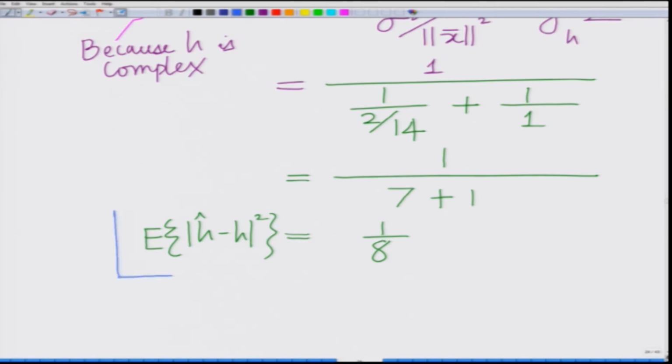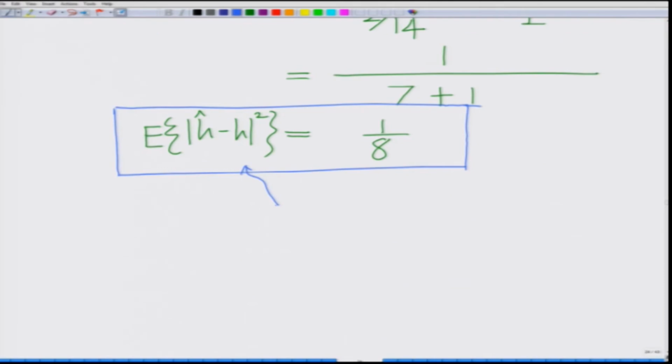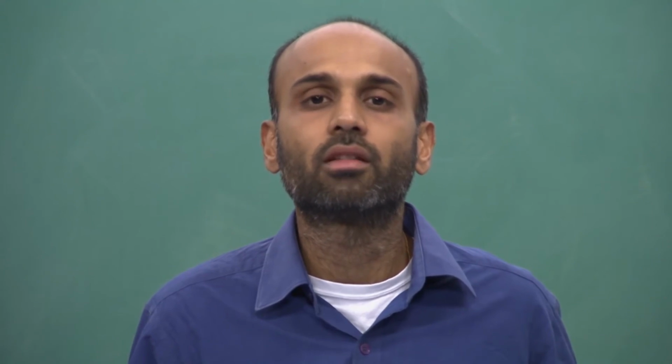This is the minimum mean squared error, basically your minimum mean squared error for the MMSE estimate of the fading channel coefficient h for this given scenario. So, now we have completed this example, and we have illustrated how to compute this minimum mean squared error for the estimation of the complex channel coefficient h.